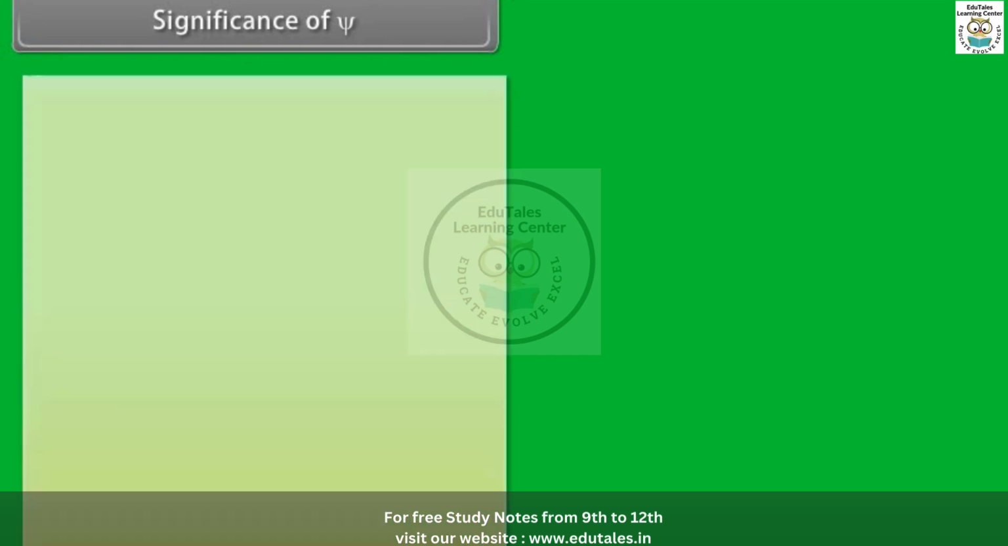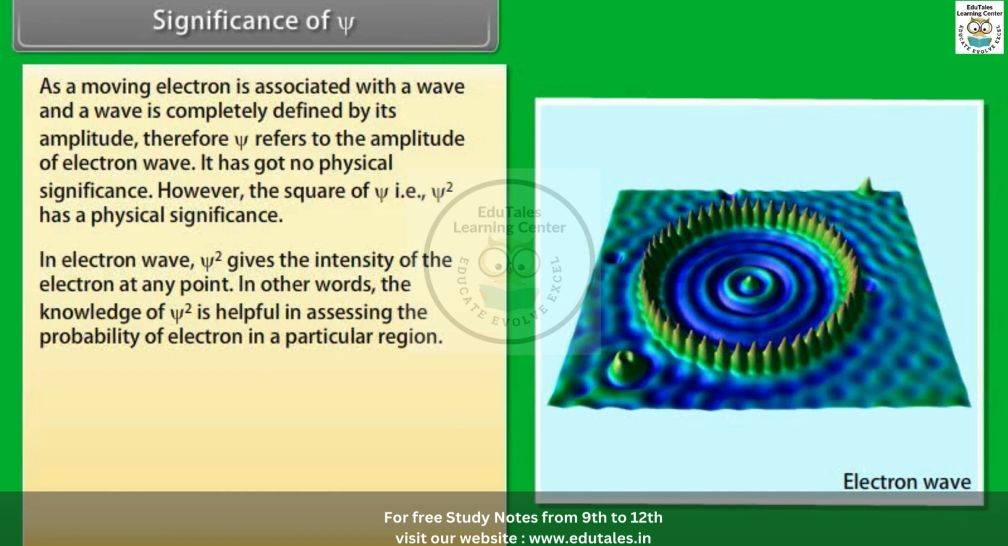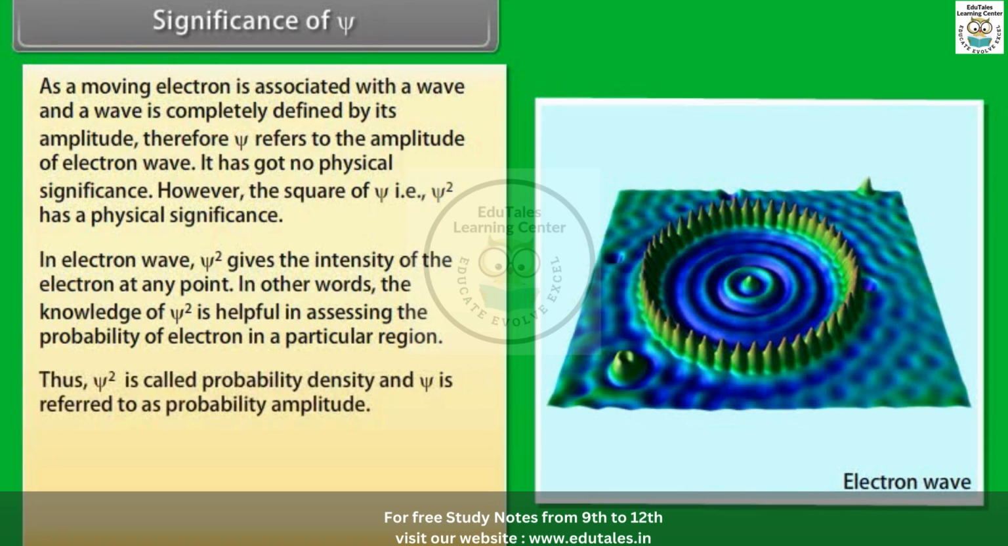Significance of Psi. As a moving electron is associated with a wave, and a wave is completely defined by its amplitude, Psi refers to the amplitude of the electron wave. It has no physical significance. However, the square of Psi, that is Psi squared, has a physical significance. In the electron wave, Psi squared gives the intensity of the electron at any point. In other words, the knowledge of Psi squared is helpful in assessing the probability of finding the electron in a particular region. Thus, Psi squared is called probability density and Psi is referred to as probability amplitude.